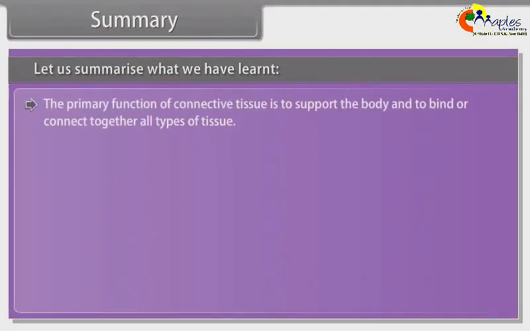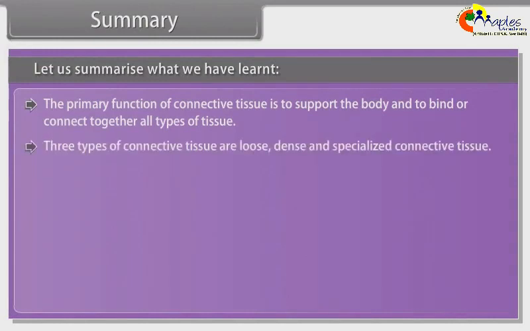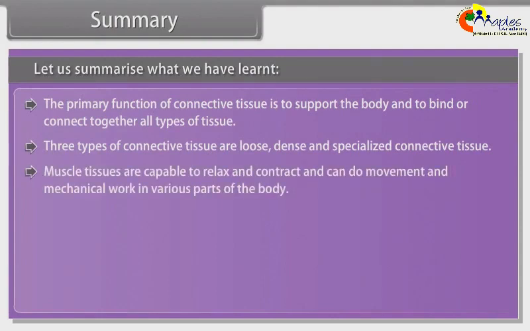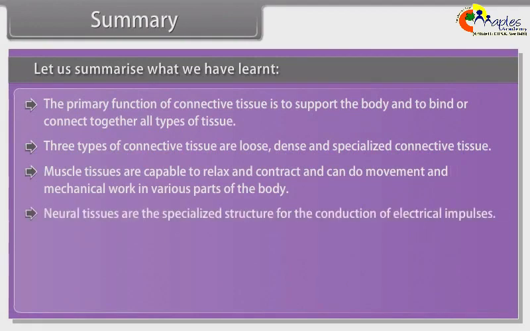The primary function of connective tissue is to support the body and to bind or connect together all types of tissue. 3 types of connective tissue are loose, dense, and specialized connective tissue. Muscle tissues are capable of relaxing and contracting and can do movement and mechanical work in various parts of the body. Neural tissues are the specialized structure for the conduction of electrical impulses.